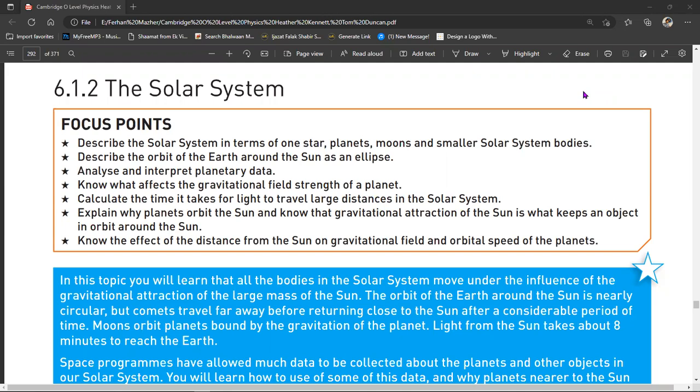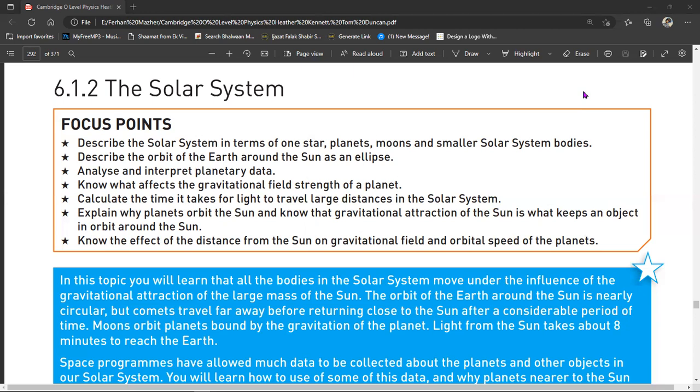The focus of today's video will be to describe the solar system in terms of one star, planets, moons, and smaller solar system bodies. Describe the orbit of the Earth around the Sun as an ellipse. Analyze and interpret planetary data. Know what affects the gravitational field strength of a planet. Calculate the time it takes for light to travel large distances in the solar system.